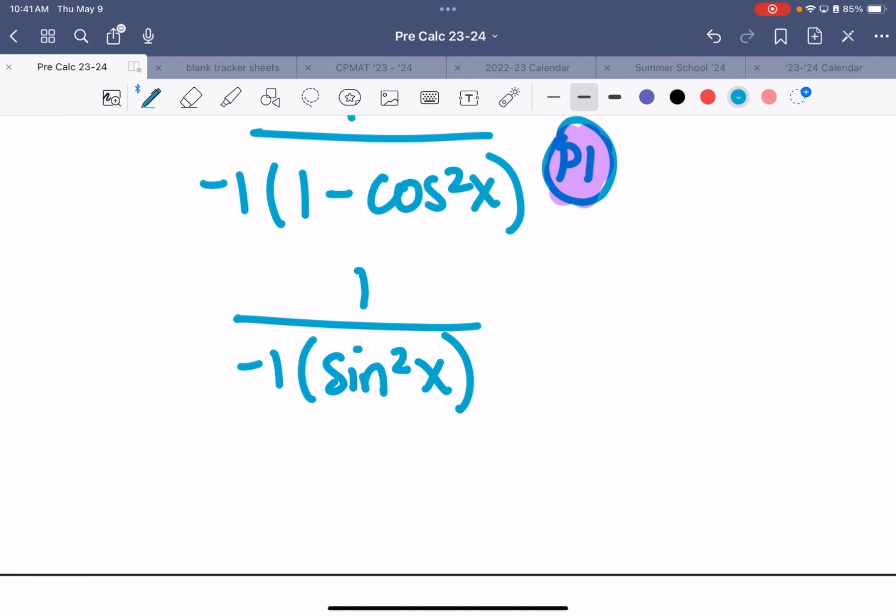Now, I don't have any more plus or minuses, so I can't use any more P's, but I do still need to get down to one trig function in the numerator. So I'm going to look at my Q's and my R's. I have 1 over sine, so I'm looking over here for 1 over sine. I have that on R4. R4 tells me that 1 over sine is equal to cosecant. So if I have sine squared, then it's just going to be cosecant squared. And then here it is negative, so it's going to be negative cosecant squared.